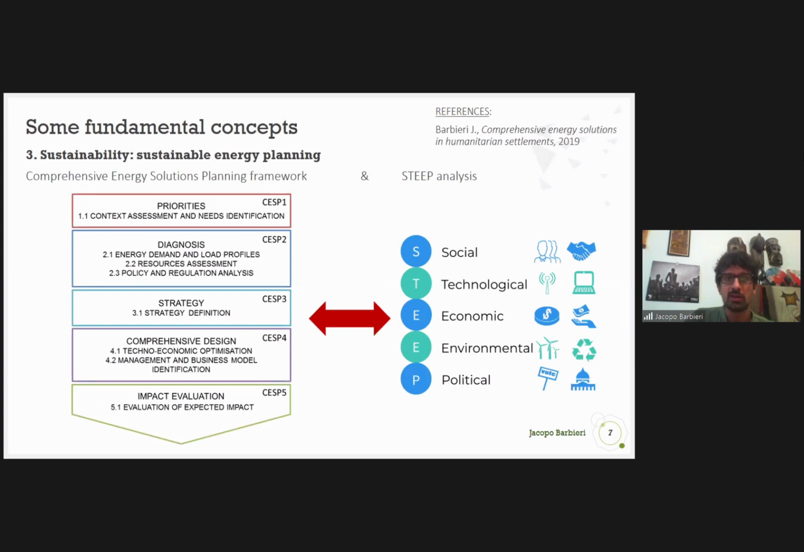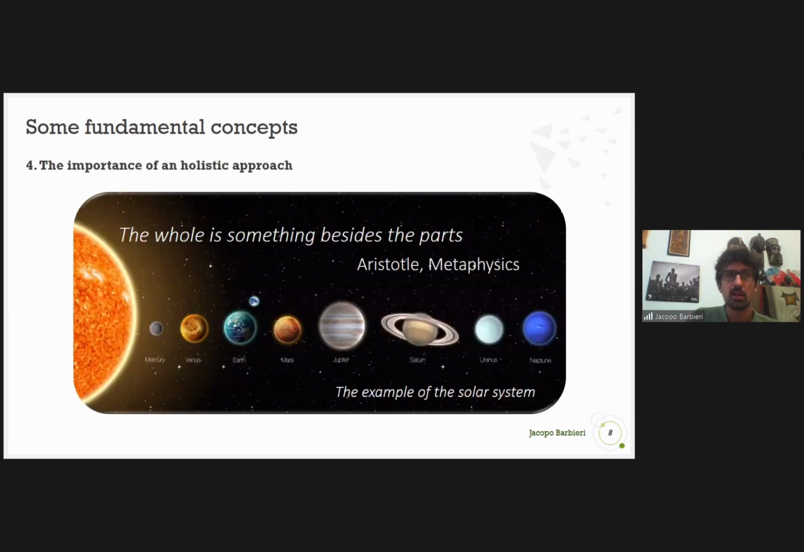Focusing more on energy, this brings us to the importance of proper energy planning in a multidimensional framework. For example, here I've put the framework that I developed during my PhD thesis for energy planning. But the important concept, whatever framework we adopt, is that it must be multidimensional. It's not only about technology and numbers and design, but also about understanding the context, social needs, environmental issues, and what is possible to be done in a political way, and so on.